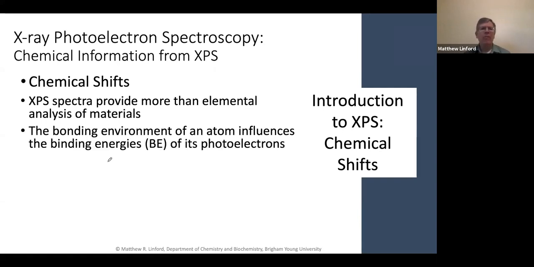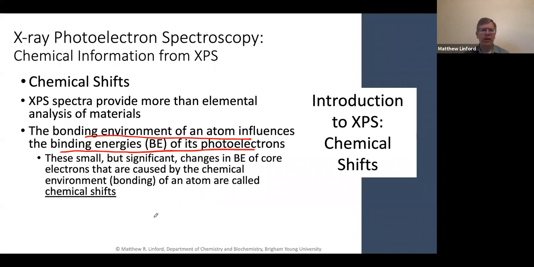in so many ways. And all of this comes about because the bonding environment of an atom influences the binding energies of its photoelectrons. And we're going to talk about this a little bit more in the next slide or two. It turns out that the chemical shifts are relatively small, but significant and very measurable. And when I say small, chemical shifts for something like carbon vary from about 0 to 10 electron volts. So again, very measurable shifts, but relatively small compared to how big the energies are, compared to the binding energy of the carbon 1s electron, which was 285 electron volts, or the energy of the photon, the X-ray, that's impinging on the surface.